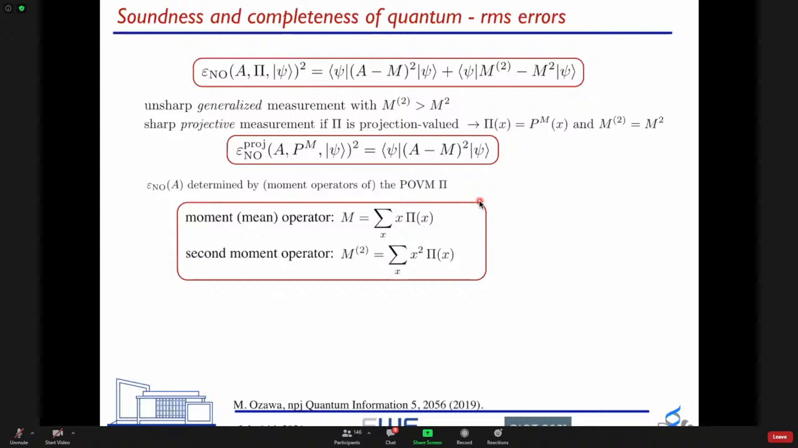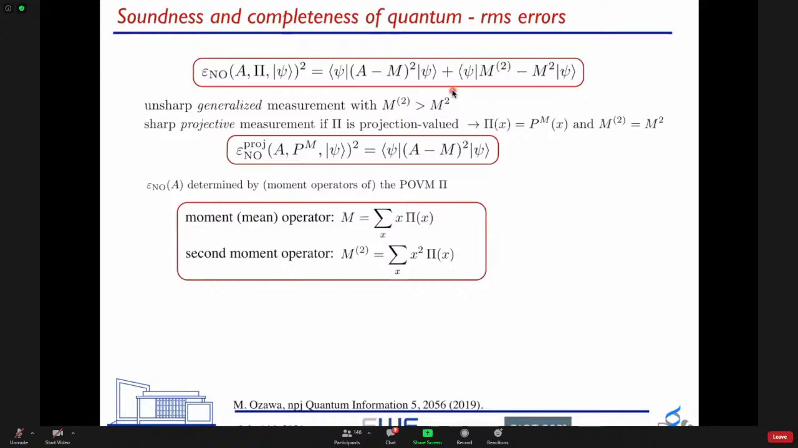Okay, but as I said before, it's also interesting to take a look at other experimental realizations of this measurement, namely in terms of POVMs. As I said before, we have basically two large classes of measurements. We have the sharp or projective measurements, and we have the unsharp or generalized measurements. And if you want to analyze the generalized measurements, you not only have to take into account this first term of the error definition, but you also need to take a look at the second term, which has not only the observable, the meter observable, but it also has its second moment.